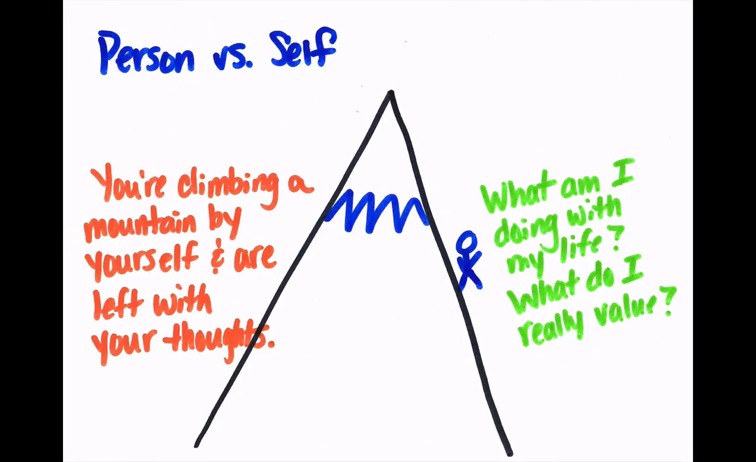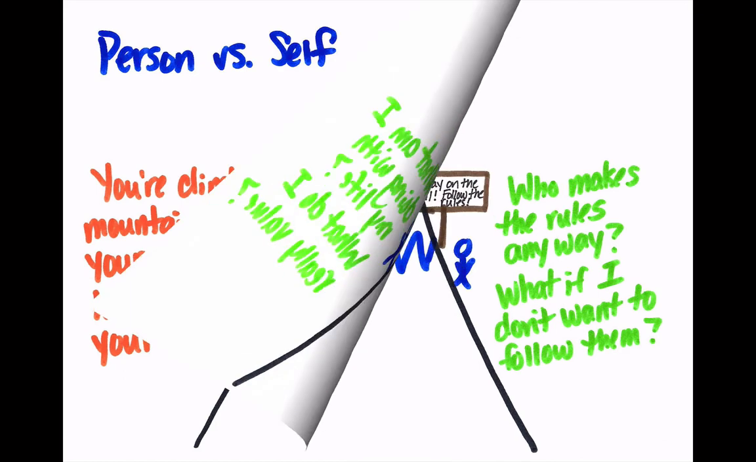That brings us to person versus self conflict. In this scenario, you're climbing the mountain, but now you're all by yourself and you are left with your thoughts, which is sometimes the scariest conflict of all. And when you sit with your thoughts and you start to question yourself, you might find yourself asking questions like, what am I doing with my life? Or what do I really value?